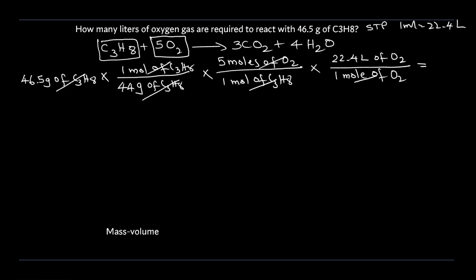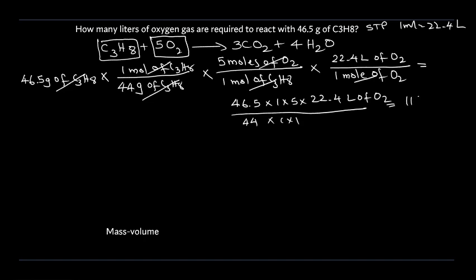So now I can just take the numbers from the numerator and multiply and divide with the numbers in the denominator. So 46.5 times 1 times 5 times 22.4 liters of oxygen divided by the numbers in the denominator, 44 times 1 times 1. So that equals 118 liters. I need 3 sig figs, so that is exactly what we have.